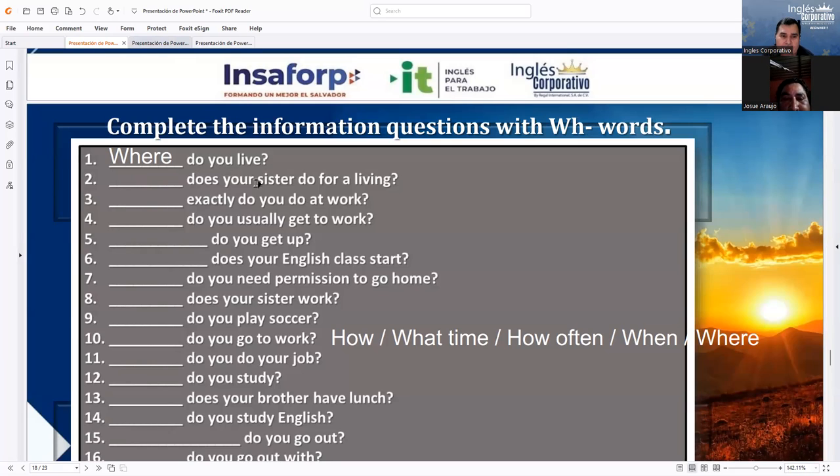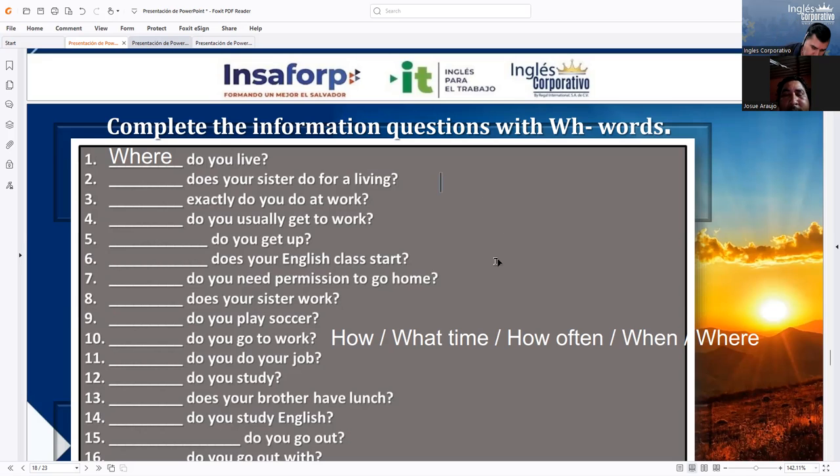Where do you live? Okay. What does your sister do for a living? Cuando es compuesto, como what time do you go to work? What time does she go to work? Okay. How often do you go to work? How often does she go to work?